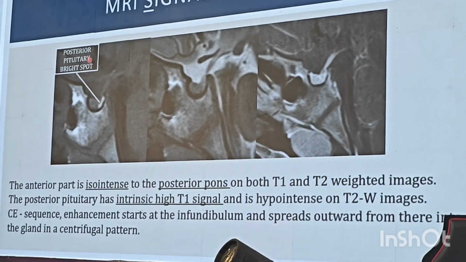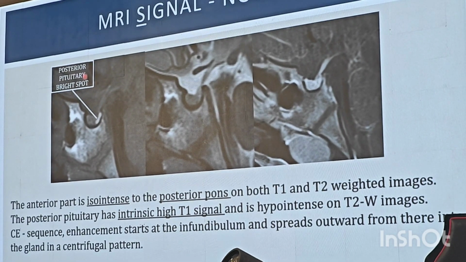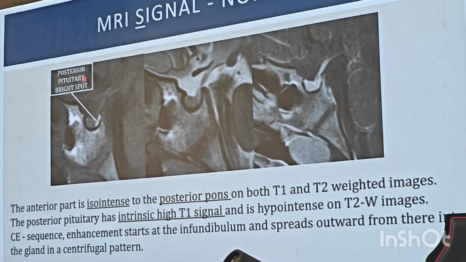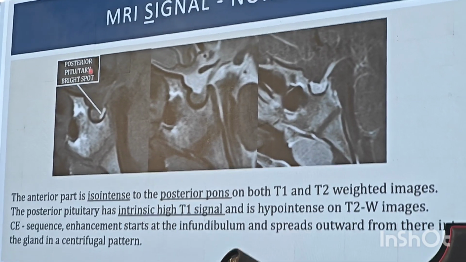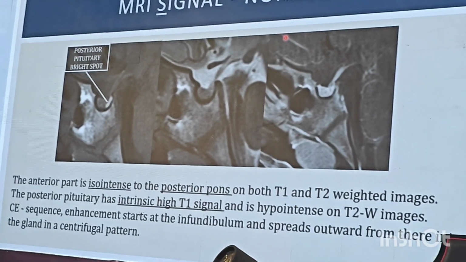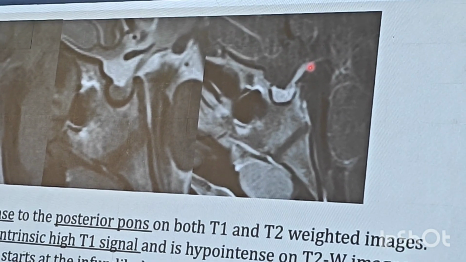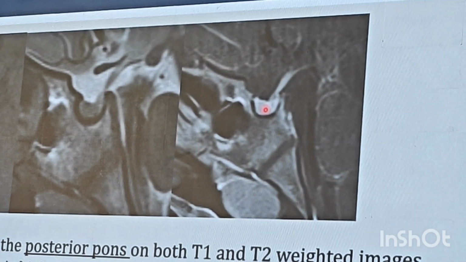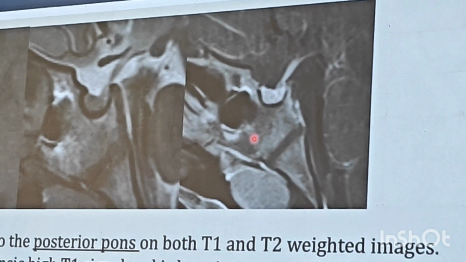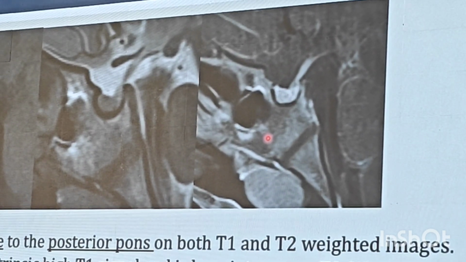Remember 2 points. Point number 1, it is bright on T1. Point number 2, it is located within the sella. Both of these points should be there. Point number 1, bright. Point number 2, it is located within the sella. Then you give the contrast. As you know, when you give the contrast, the infundibulum starts enhancing first, and then your contrast dissipates into the pituitary in a centrifugal pattern, and the gland nearly always shows homogeneous enhancement.